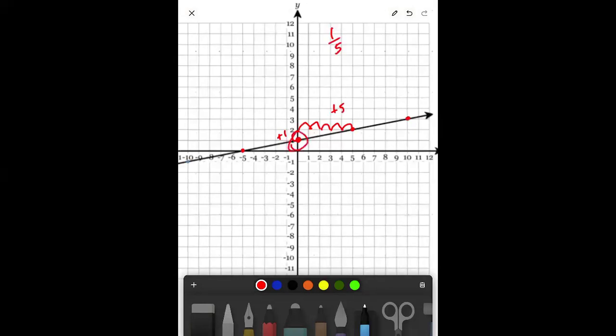The y-intercept of this line is a positive 1. So the equation is going to be y equals 1/5 x, because this is the slope, the rise over run. And then the y-intercept is a positive 1. That's it. If you wanted to check it, you could put this into the graphing calculator and make sure your line kind of looks like this, but I'm pretty comfortable.